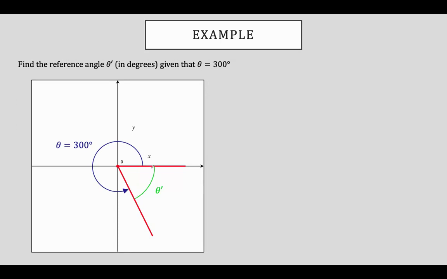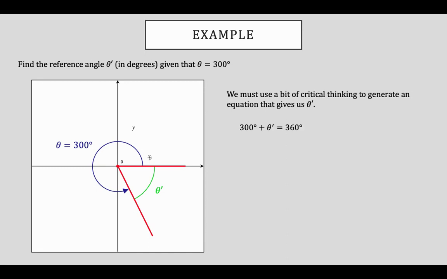So how would we find theta prime? We have to do a little bit of critical thinking. We know that if we take 300 degrees and we add on this angle here, theta prime, well, that gives us one complete revolution. Therefore, 300 degrees plus theta prime is equal to 360, and now we just have to do the algebra to solve for theta prime. Subtracting 300 degrees from both sides of our equation gives us theta prime is equal to 60 degrees. There is our reference angle.